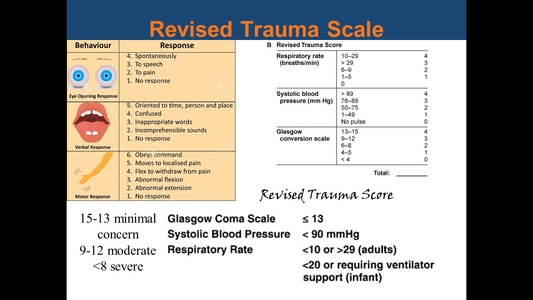So for example, if we have a Glasgow Coma score of 13 or greater, and we have a blood pressure of 90 or above, or our respiratory rate is between 10 and 29, they're probably okay. Pediatrics, we might consider greater than 20 or requiring ventilatory support would be a concern there.